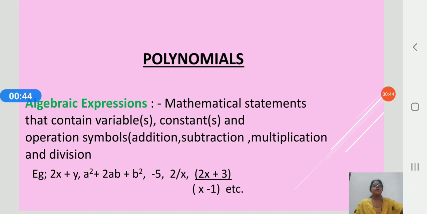Examples of algebraic expressions are 2x plus y. Here x and y are variables. Another example, a square plus 2ab plus b square. Here the variables are a and b. Negative 5. Another example is 2 by x. Here the variable is x. Another example, (2x plus 3) by (x minus 1), etc. Similarly, we can construct different types. We can use different variables for forming an algebraic expression.